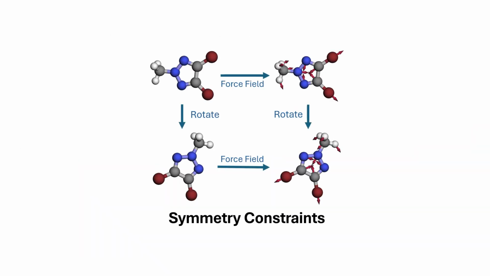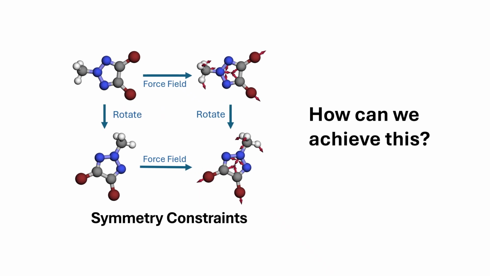Machine learning force fields must respect symmetry. Energy is invariant to rotation transformation, and forces are equivariant to rotation transformation. Vanilla MLPs on point clouds don't enforce this. So, how can we achieve this?